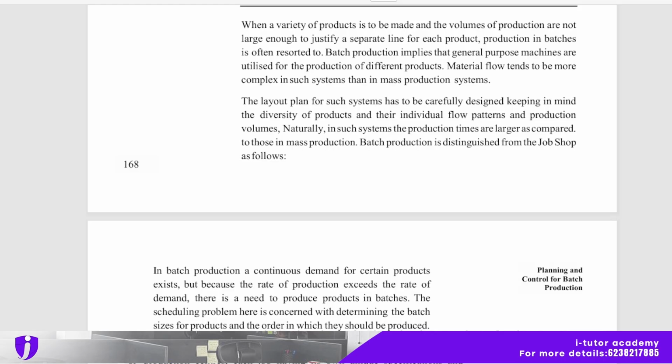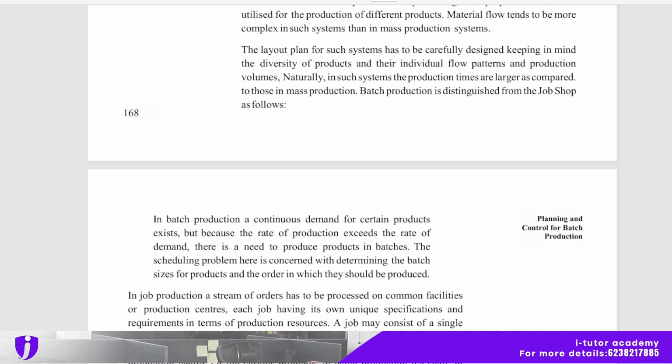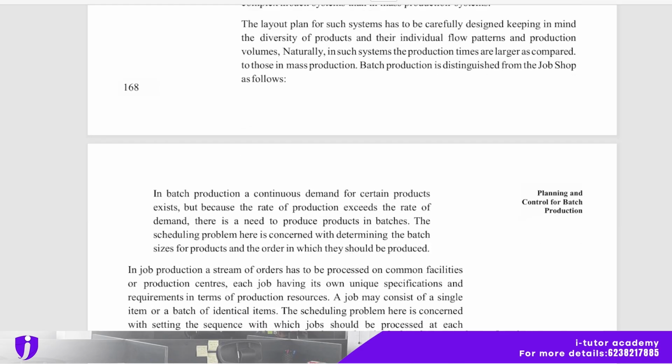Material flow tends to be more complex in such a system than in a mass production system, and the layout plan for such a system has to be carefully designed, keeping in mind the diversity of products and their individual flow patterns and production volumes. Naturally, in such a system the production times are larger as compared to those in mass production.